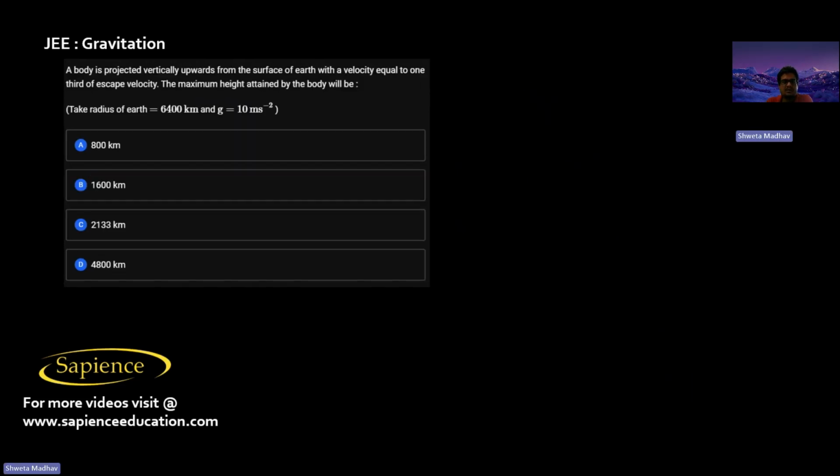Then it is told a body is projected vertically upwards from the surface of the Earth with a velocity equal to one-third of the escape velocity. What is the maximum height that will be attained by the body? So what height it will reach, that we need to find out. Finally, the kinetic energy will be equal to zero at the maximum height. So we can say that the gain in potential energy is equal to the loss in kinetic energy.